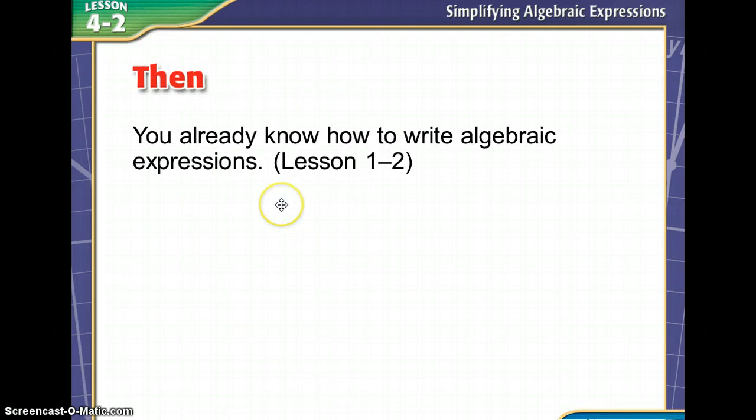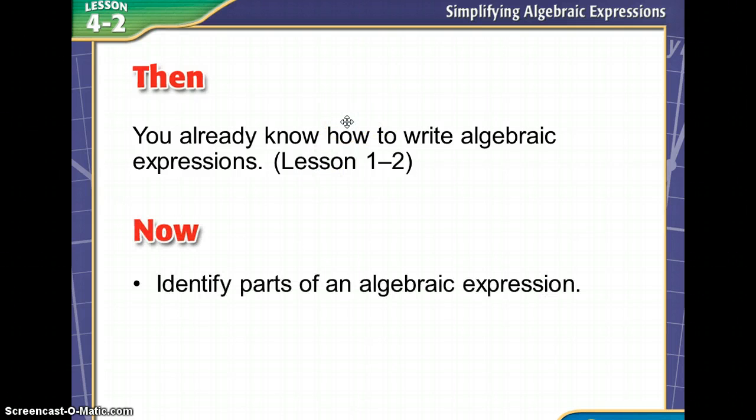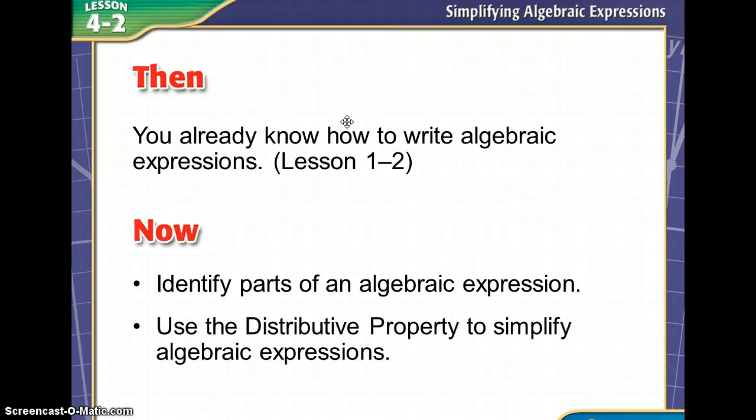Okay, I need for you to recall that you know how to write an algebraic expression. We learned that in Chapter 1, Section 2. And today we're going to be identifying the parts of an algebraic expression, as well as using the distributive property to simplify algebraic expressions.